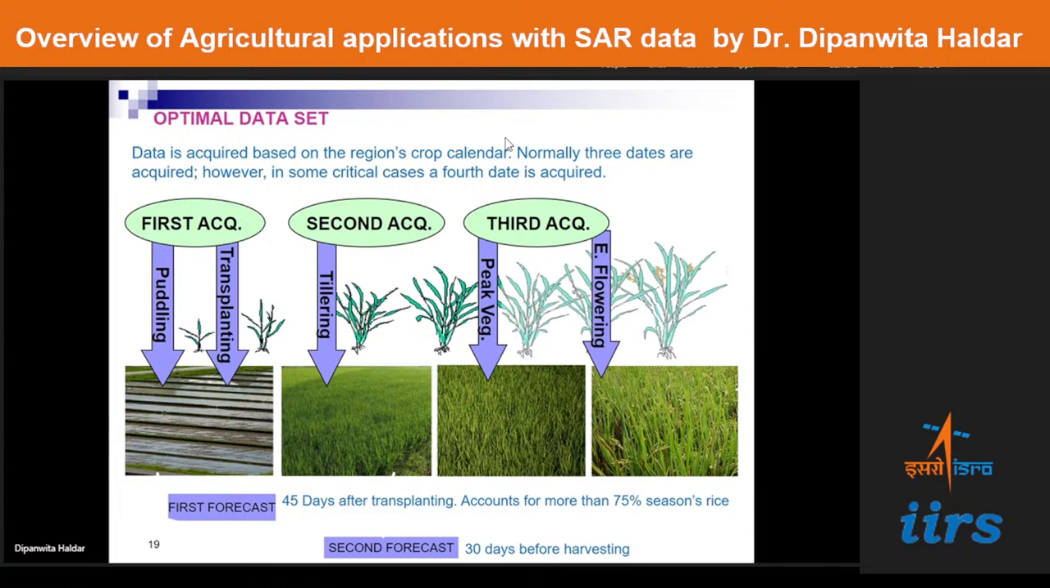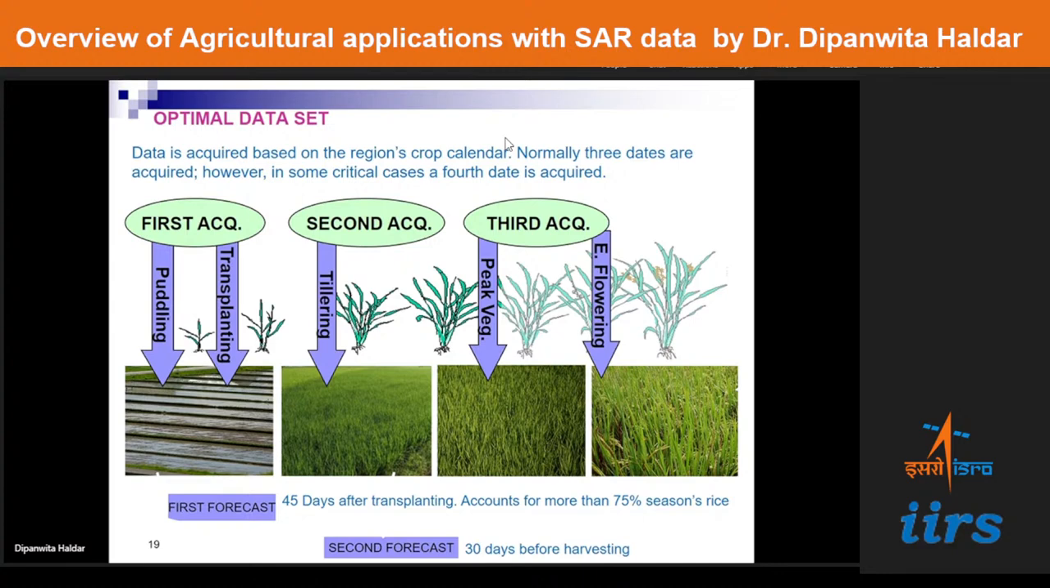Okay, but not much, so that you are able to monitor the crop growth in a very efficient manner. The second acquisition will be roughly around the tillering stage, so it may be around 20-25 days after the first date. Then the third date will be around the peak vegetative stage, another 24-25 days after the second acquisition. And then finally, if you want a fourth date, it can be during the flowering stage.